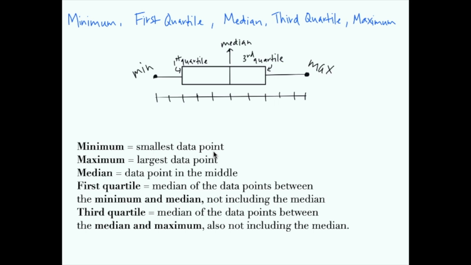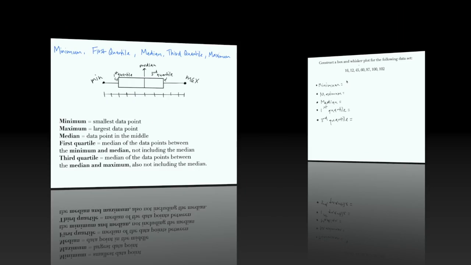So the minimum is essentially the smallest data point, while the maximum is the largest. The median, like we learned earlier, is the data point in the middle. The first quartile is the median of the data points between the minimum and median, not including the median, while the third quartile is the median of the data points between the median and the maximum, also not including the median.